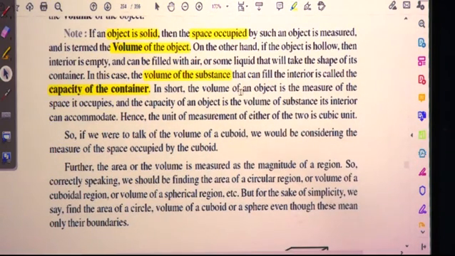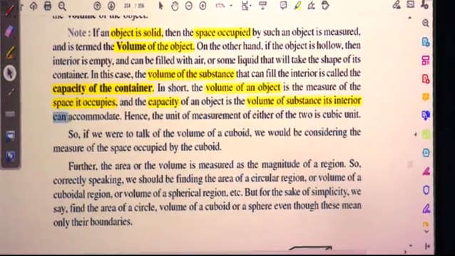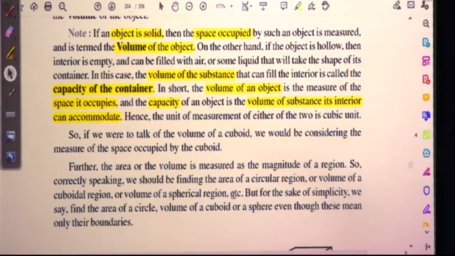In short, the volume of an object is the measure of the space it occupies, and the capacity of an object is the volume of substance its interior can accommodate. What are the two things? The volume of an object is the measure of the space it occupies. And what is the meaning of capacity? The capacity of an object is the volume of the substance its interior can accommodate. It means how much it is filled inside, that is nothing but the capacity.